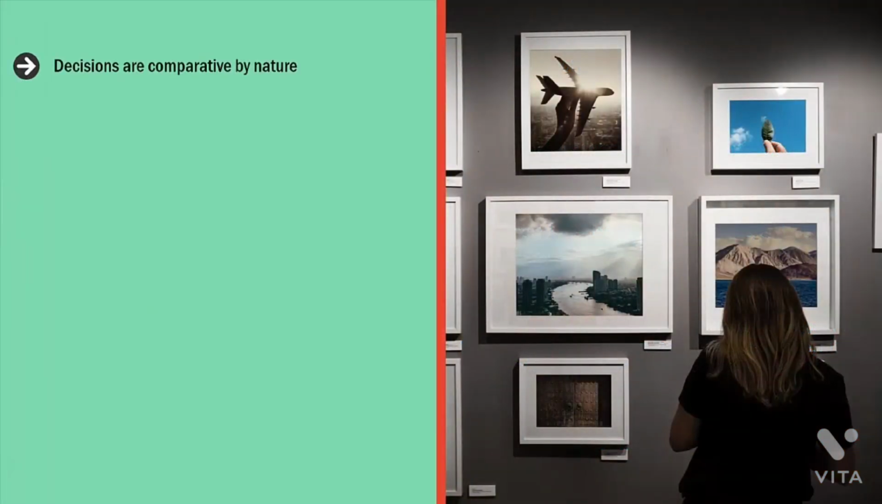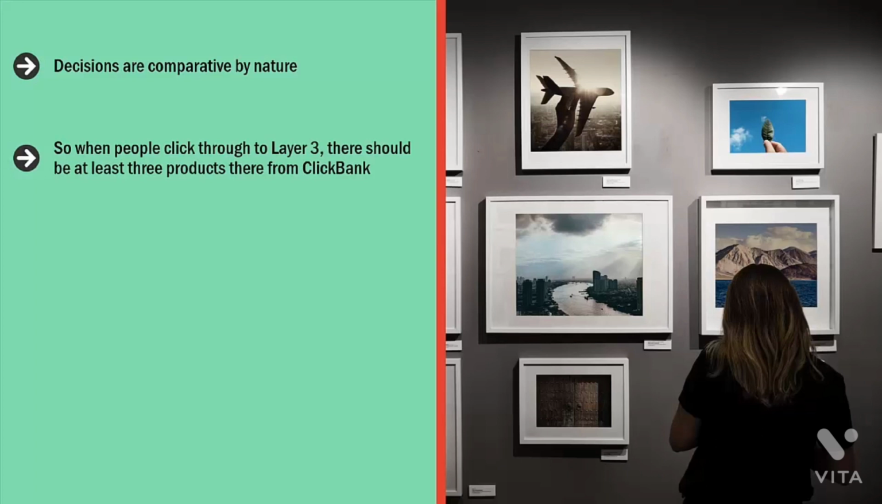Decisions are comparative by nature. We're always asking ourselves, compared to what? So give them that comparison. This is how you sell. So when people click through to layer 3, there should be at least 3 products there from ClickBank. You break them down based on features, and then you make notations regarding how likely this specific option is going to help them solve their problem. Then you do the same for the other products. At that point, your recommended product may stand apart from the rest.